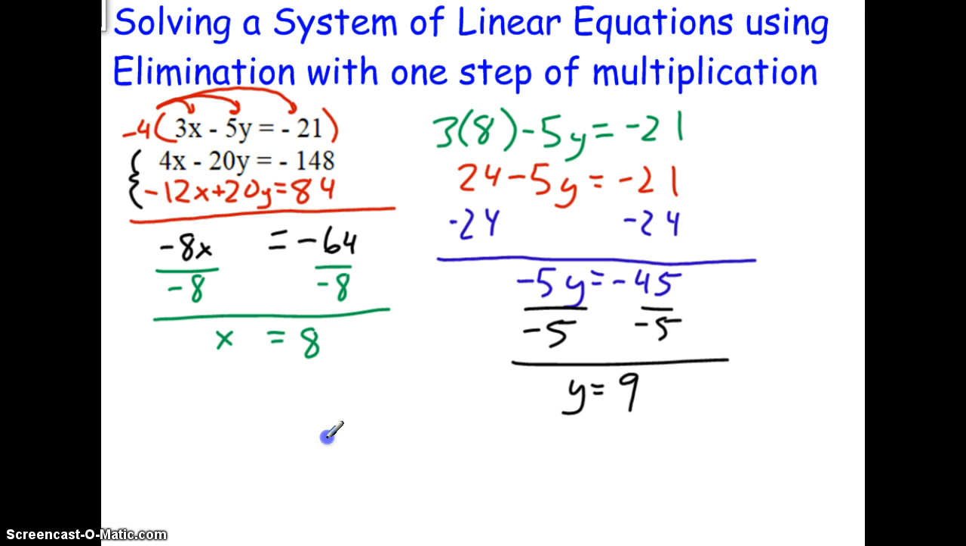So then my final answer, I have x and y. I'm going to put them in an ordered pair. This is where both equations would cross on a graph. So I have 8, 9 as my final answer. If you want to check it, you can put 8 in for x and 9 in for y for both systems, and they should both be true.